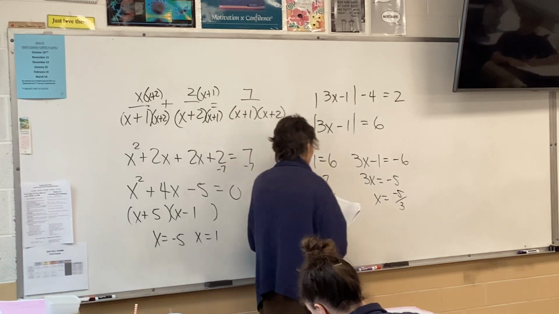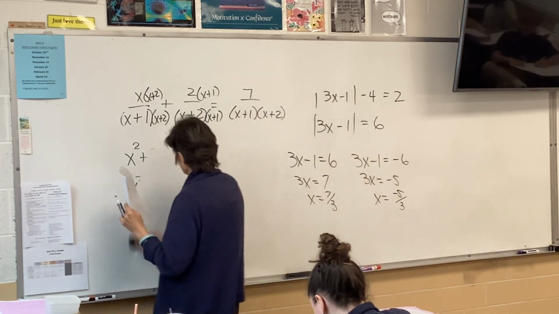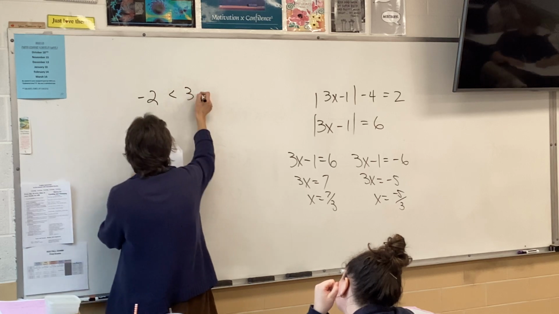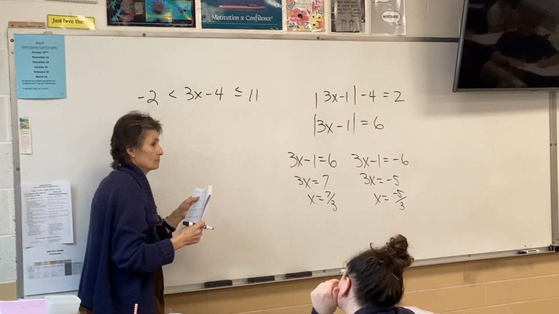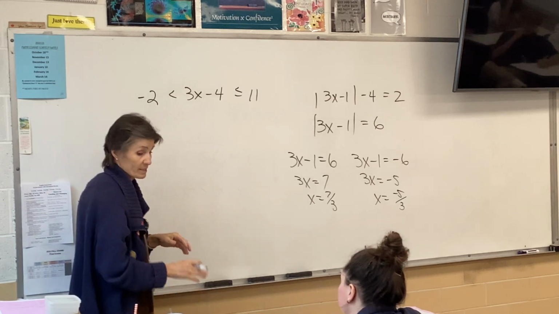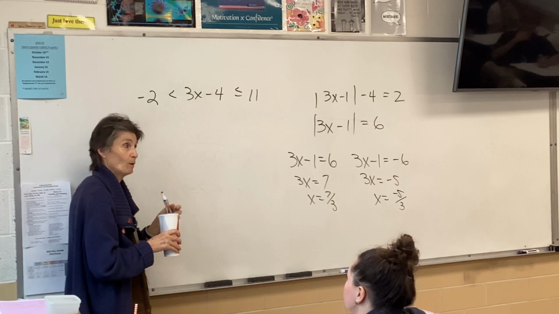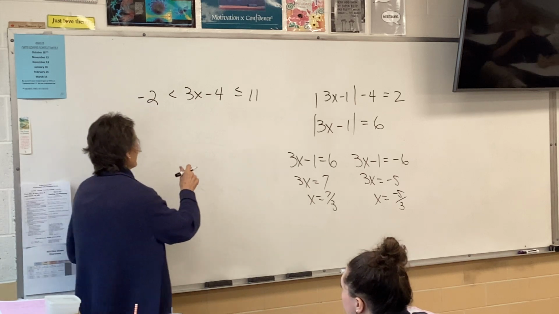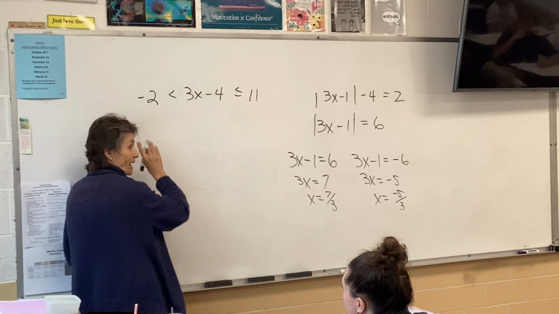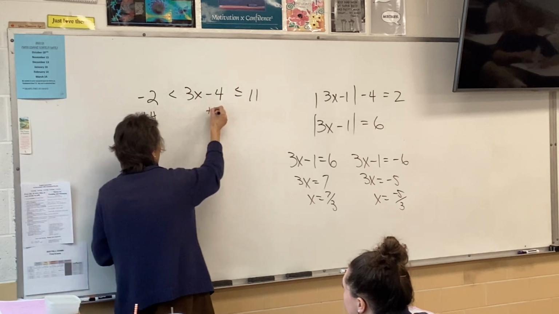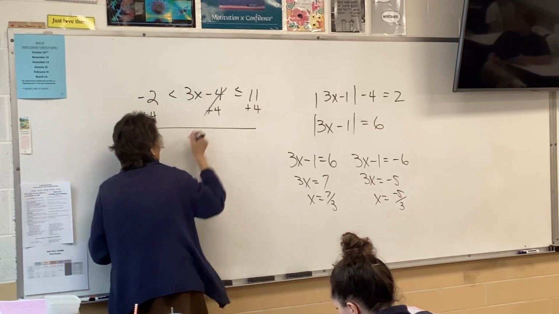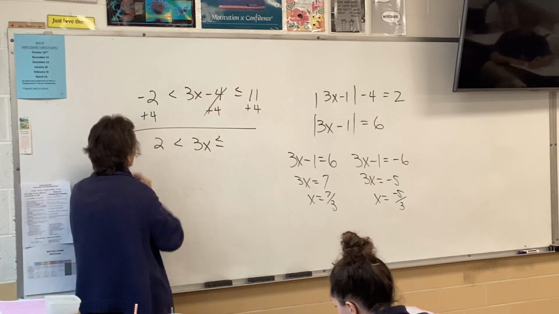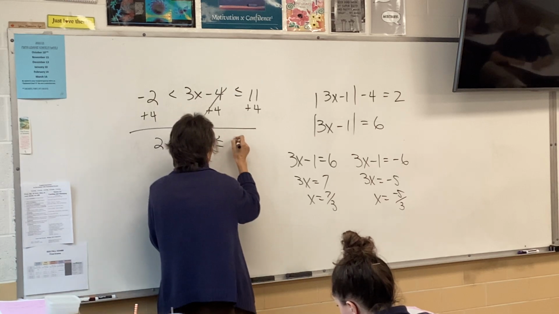All right, page 2, we're solving. Okay, this one is definitely an easy way and a hard way to do the problem. They'll both work. I'd rather do it the easy way. So the easy way is, I'm trying to get x by itself, so I'm going to add 4. But when I add 4, I have to add it to every part of the problem. So now in the middle, I have 3x left. Over here, I have a 2. And over here, I have a 15.